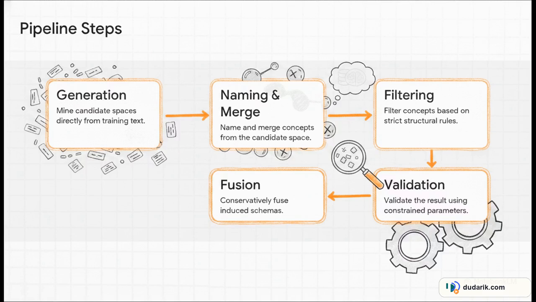First, the pipeline mines candidate spaces directly from the text. That's candidate generation. Then it moves right into naming and merging these concepts. This is followed by strict filtering. Step 4 is validation, and finally, it applies conservative fusion, which optionally combines these newly induced schemas with any existing ontology packages you might have.